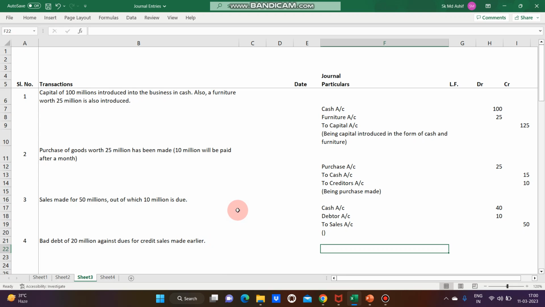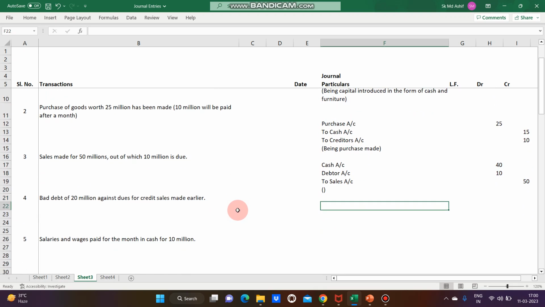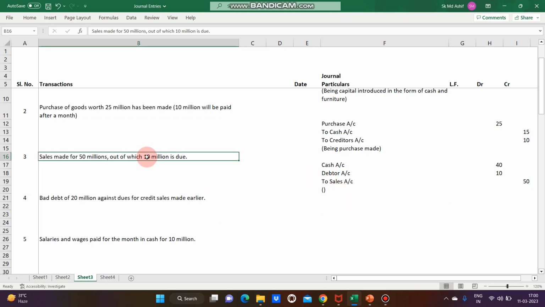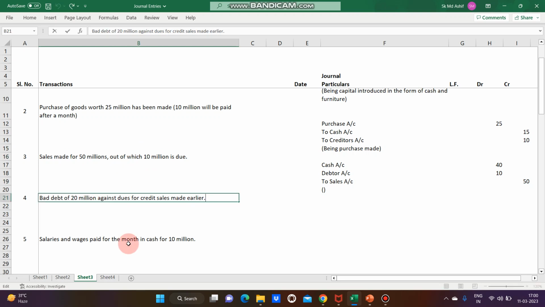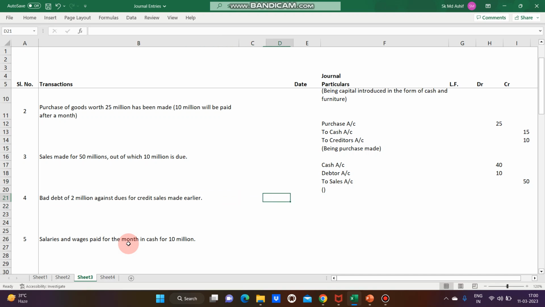Next entry. So here 10 million was due. I think there's a mistake here. Here, bad debt of 10 million has been written, but since the due is only 10 million, let me just update the transaction. Here I made the bad debt 2 million instead of 20 million because the due was 10 million. So 10 million was due here, out of which there has been a bad debt of 2 million. The debtors did not give you money.